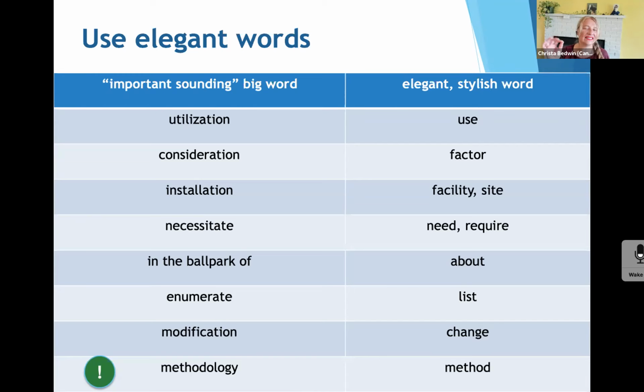It's so elegant. It's like a French girl in a beautiful, simple dress. You just need use. Instead of necessitate, we can just say need. Instead of enumerate, which might sound nice now and then, you could also choose the simpler word list.